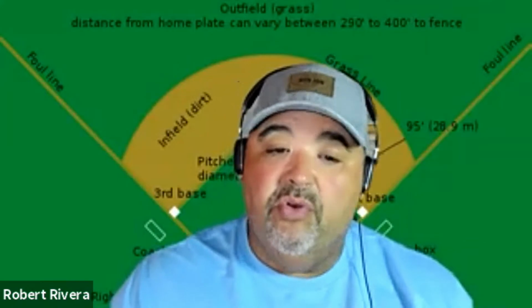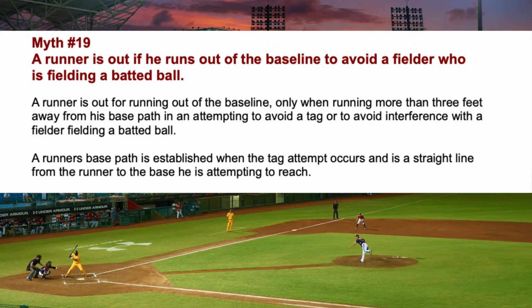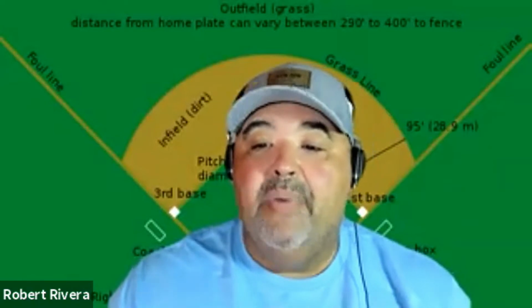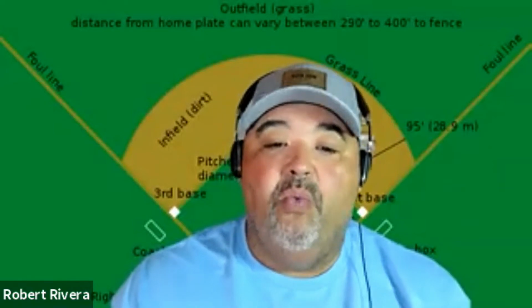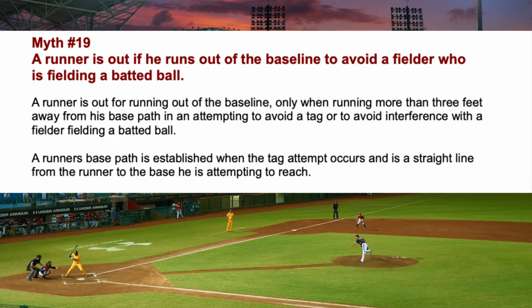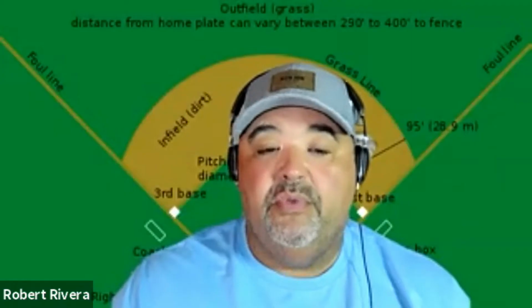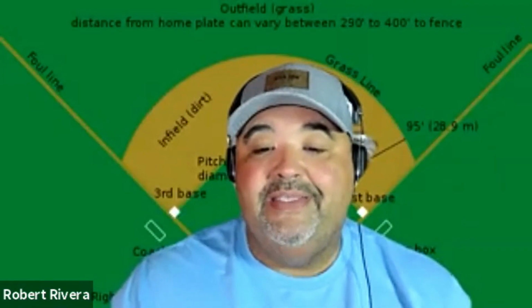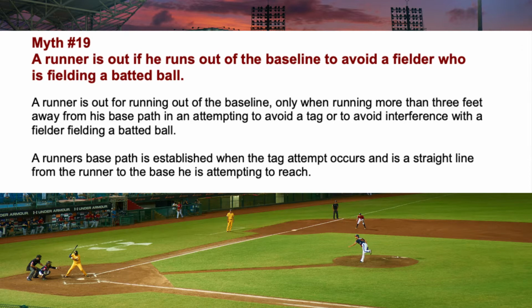All right. So let's go with the rule. A runner is out for running out of the baseline only when the runner must have 3 feet away from the base path in attempting to avoid a tag, or to avoid interference with a fielder fielding a ball. The runner's path is established when the tag attempt occurs, a straight line from the runner to the base that he is attempting to reach.